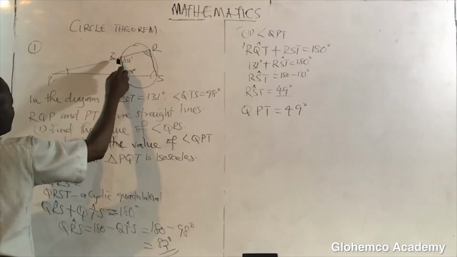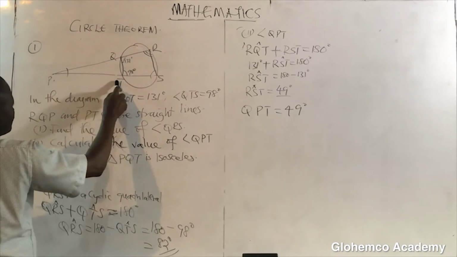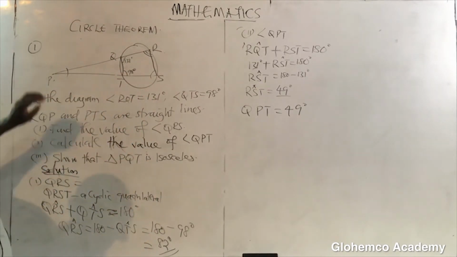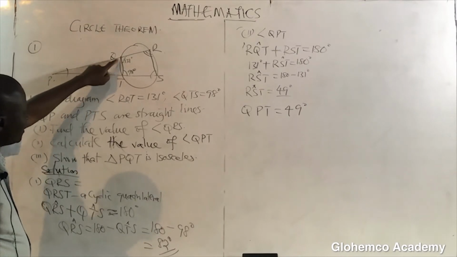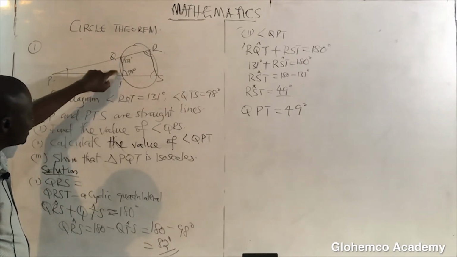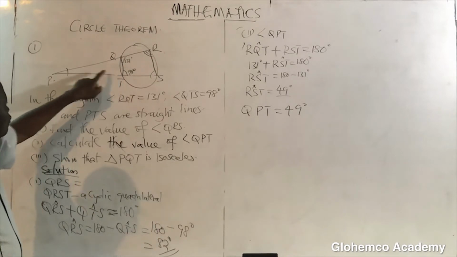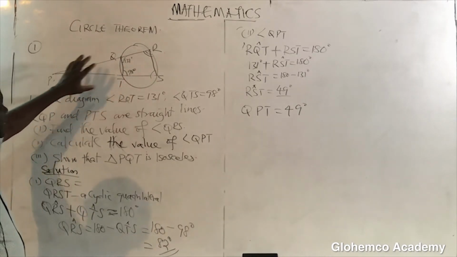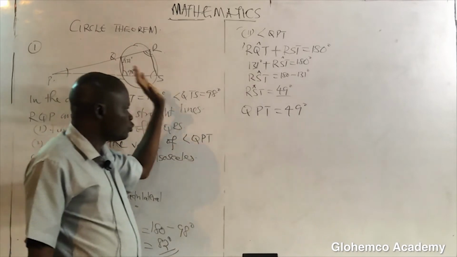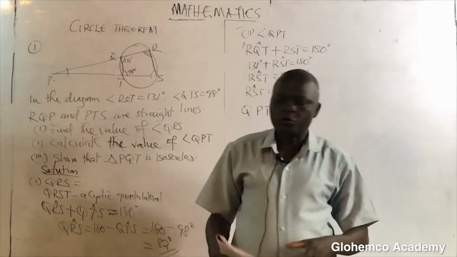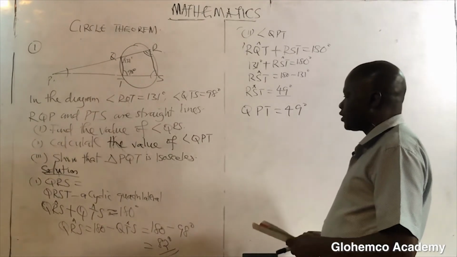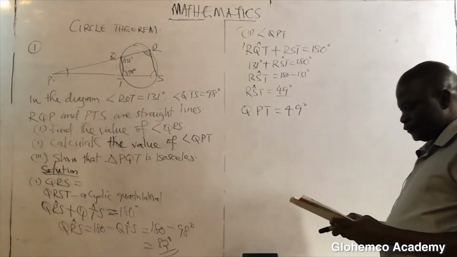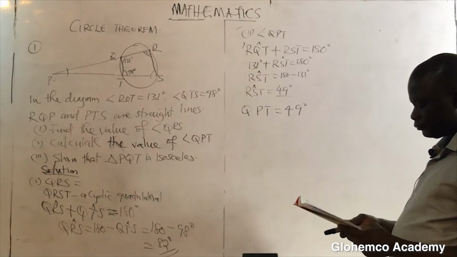Now, QPT is also a triangle. So you can find the value of this angle, the one you have already calculated, and the value of this one that I have calculated, add them together, and subtract from 180 to give you the value of this angle. So that's another method that I expect you to use. Solve it on your own and see whether you arrive at 49. So definitely you must get 49. Now, the other way around.